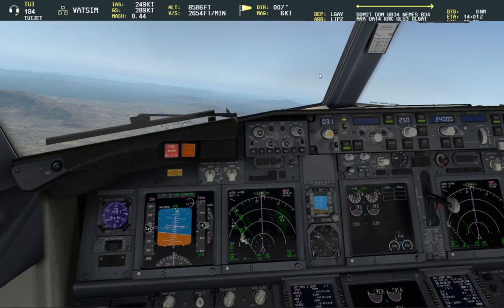Etienne 6 Delta Victor, Yasas, Frenia Bola, proceed direct to Nevra, climb flight level 170.